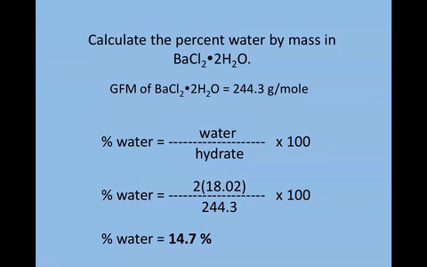So this was the calculation that we've done previously where we used the formula. Just remember the dot is not a multiplication symbol, it just means that you have two water molecules attached. And in the previous lesson we talked about how you would calculate the GFM of a hydrate, and that's going to be the whole hydrate's mass, and then we have two waters, so that would go up in your numerator in order to get the 14.7%.